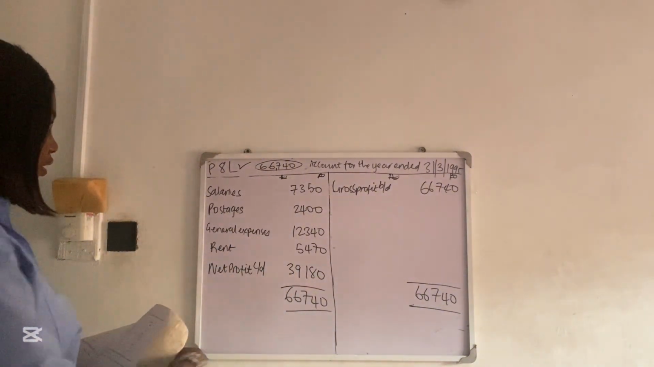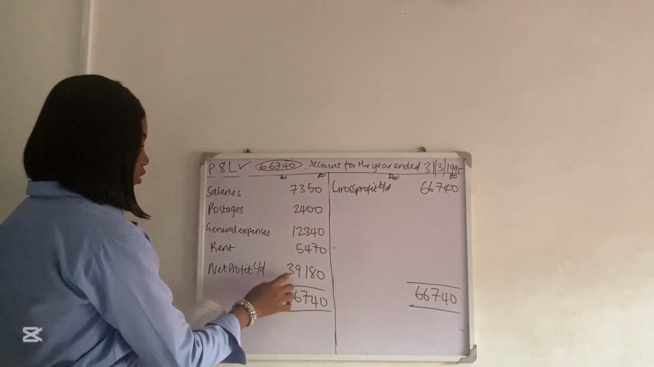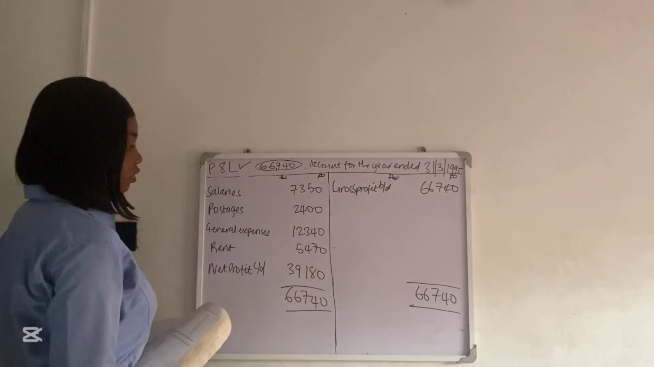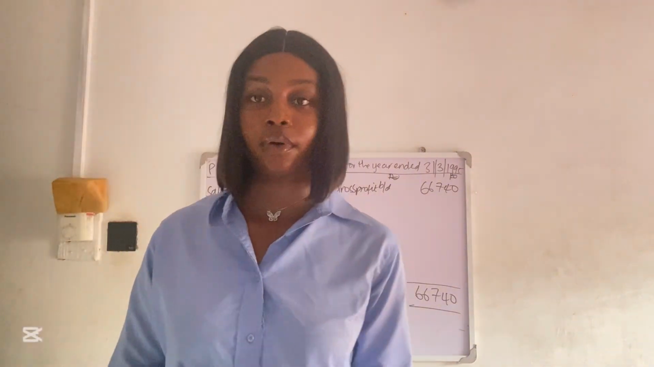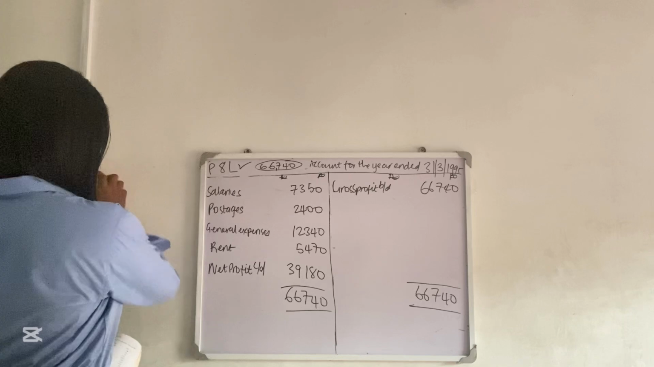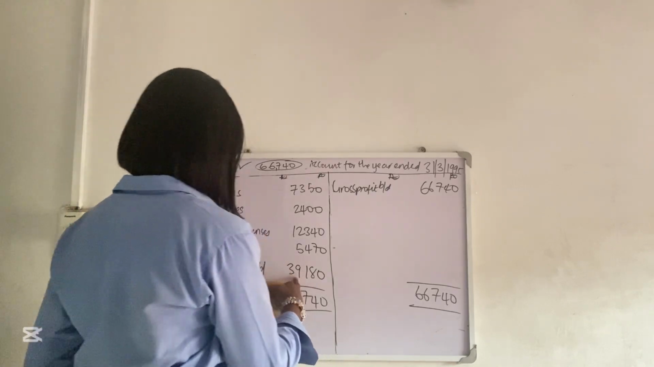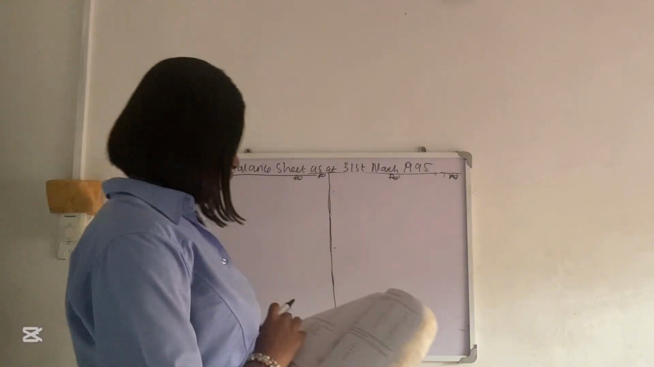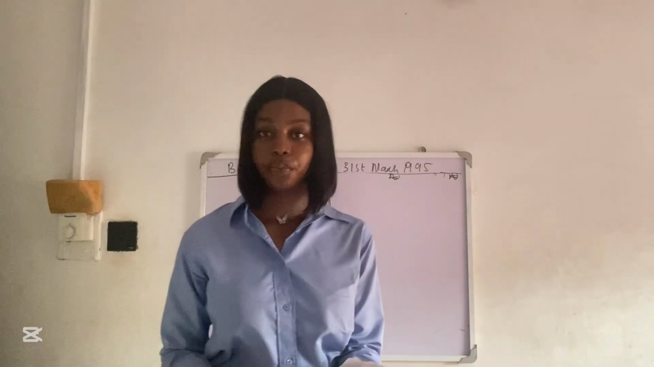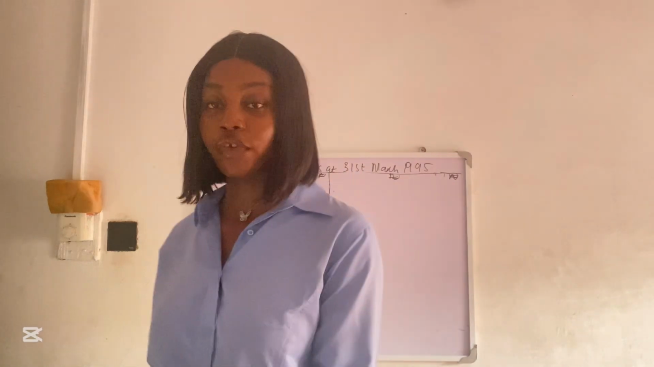Now an important figure we're going to need is this net profit, because the next thing we're preparing is our balance sheet. So now let's clean this. Let's keep this in our minds: 39,180. Now the capital we're going to use is our opening capital, like the one we did in our statement of affairs as at 1st of April 1994.